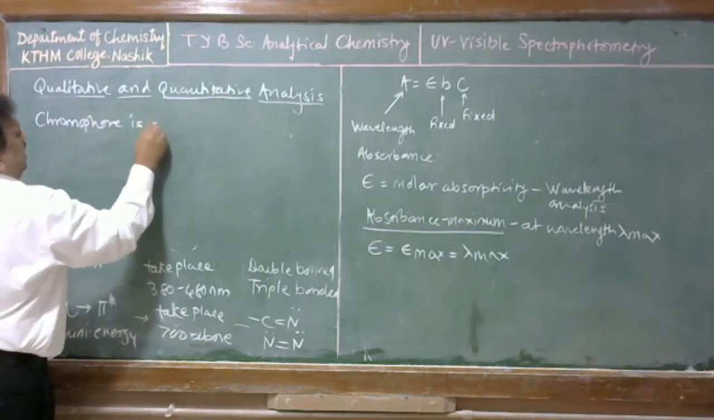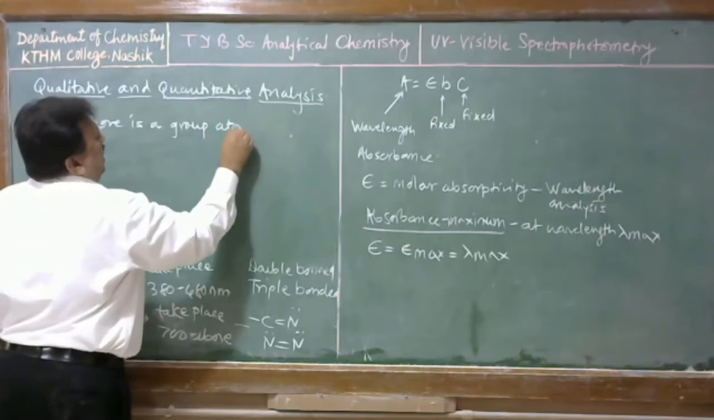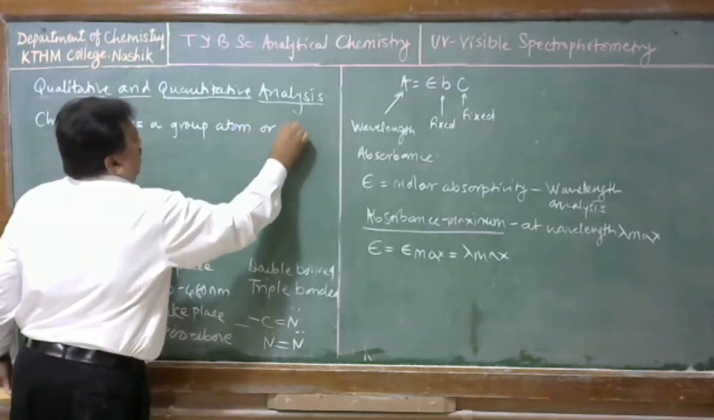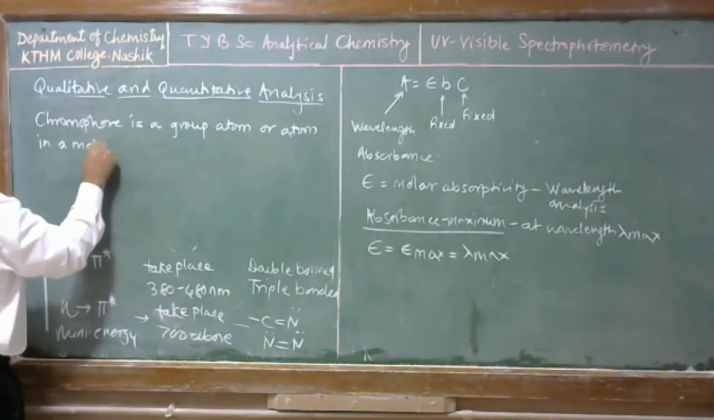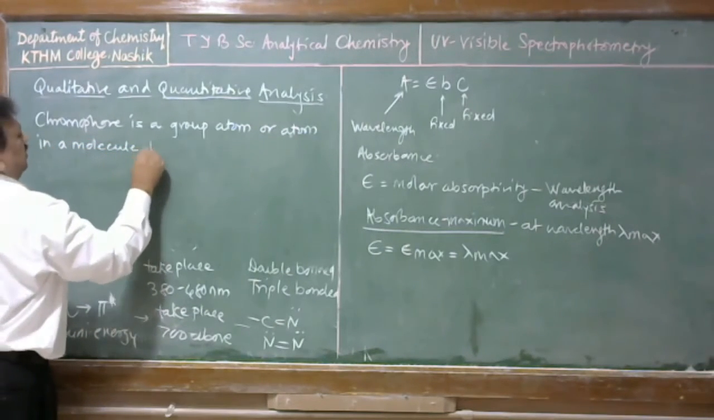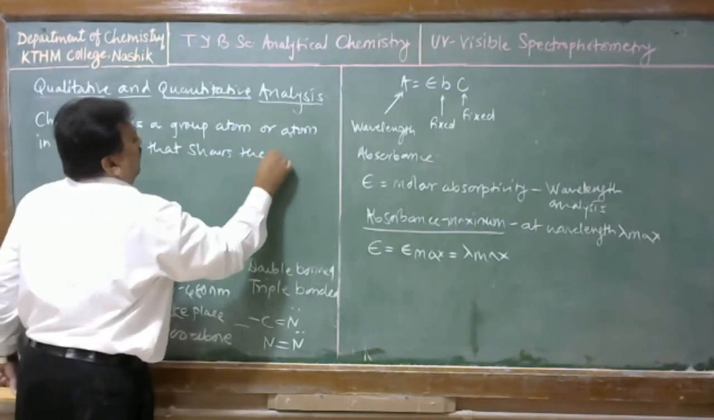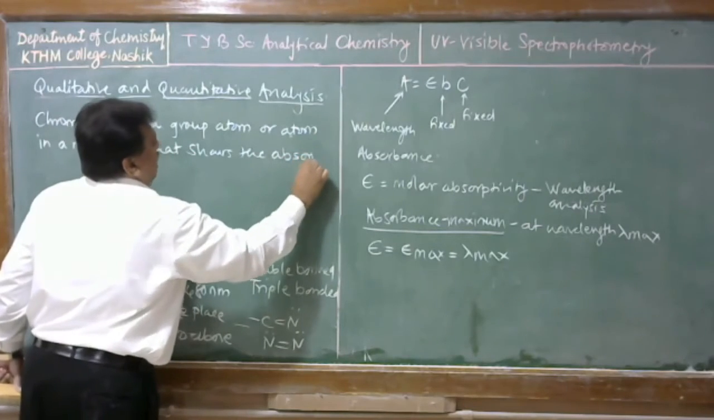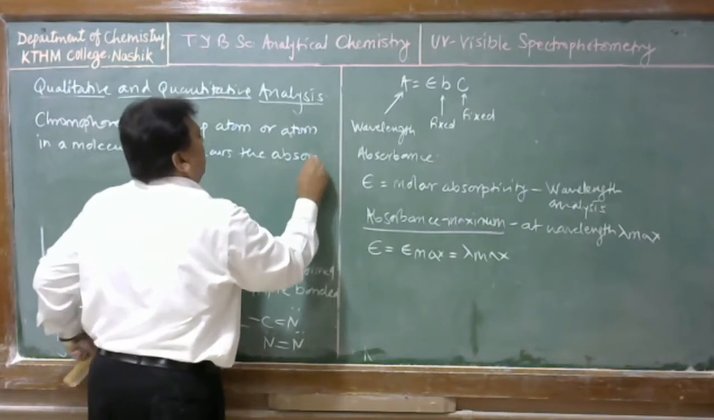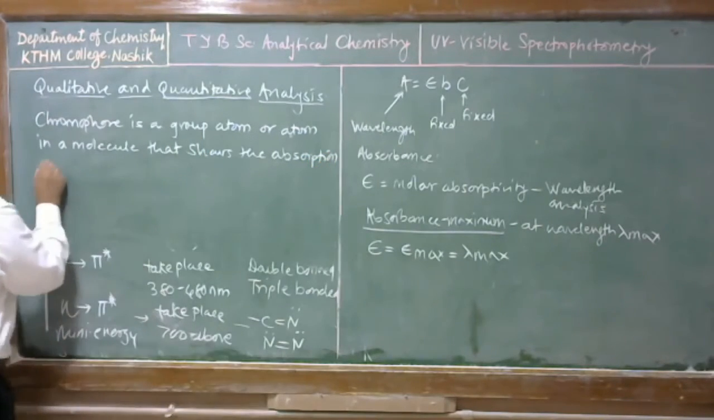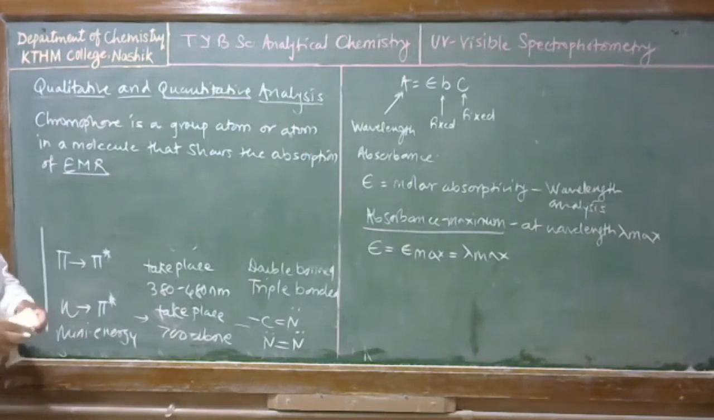A chromophore is a group of atoms in a molecule that shows the absorption of electromagnetic radiation. This group which is present in the molecule is called a chromophore.